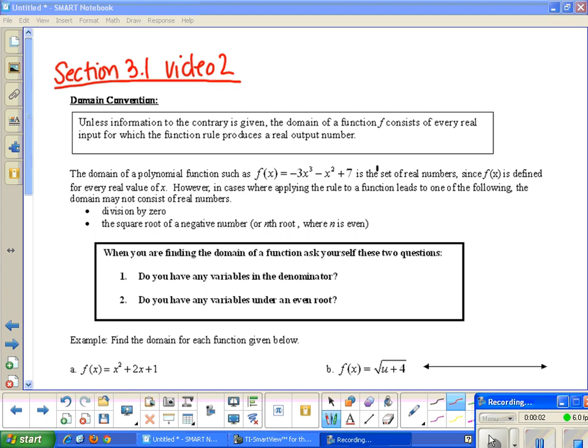Section 3.1 continued. This is video number 2. We're going to talk about domain, and we're also going to talk about the greatest integer function.